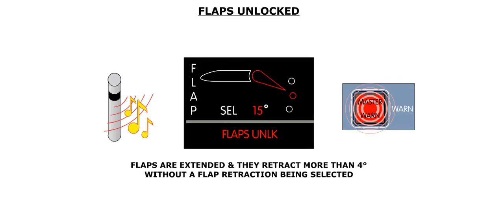A red flaps unlock message on the EWD is displayed if the flaps are extended, and they retract more than 4 degrees without a flap retraction being selected. In addition, a CRC will sound, both master warning lights will flash, and the flap icon is displayed in red on the flap position indicator.